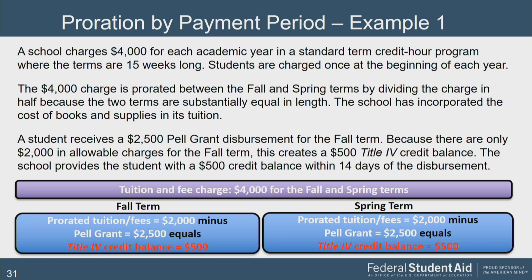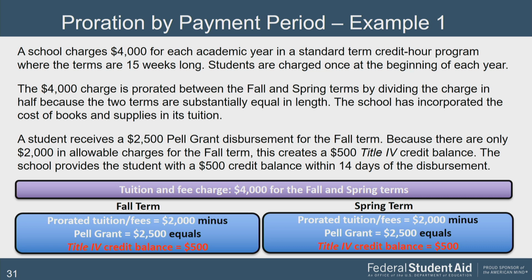So the student receives $2,500 in Pell Grant disbursement for the fall, but there are only $2,000 in allowable charges. This creates a $500 credit balance, and the school provides the student with the $500 credit balance within 14 days of the disbursement. So even though the school has charged the student $4,000 for the academic year, because that amount is for more than a term, they're going to have to do the proration, and you can see how this works out here.